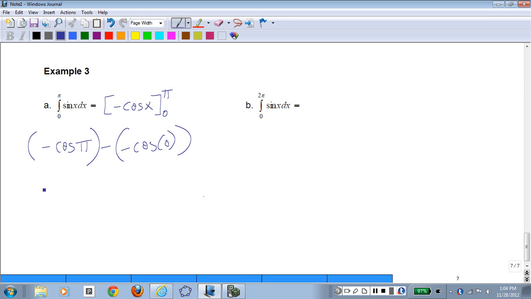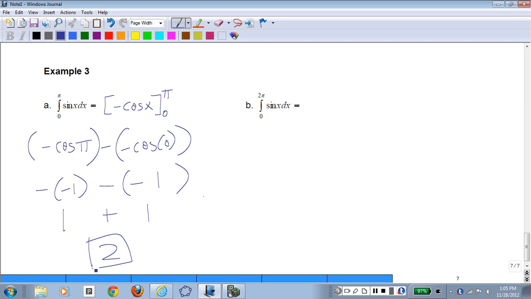It's negative 1. So it's the opposite of negative 1 right there. Minus, goodness, I feel like I still need those parentheses. What's the cosine of 0? It's 1. So the opposite of 1. So the answer is 2. I think it's 1 plus 1.